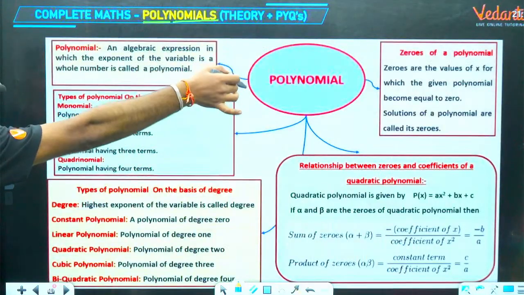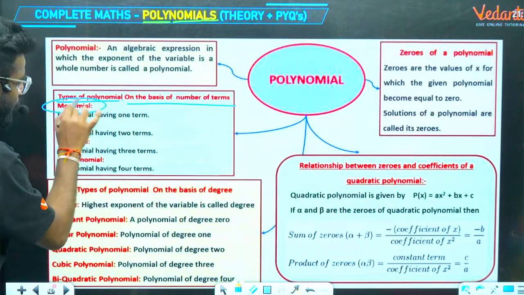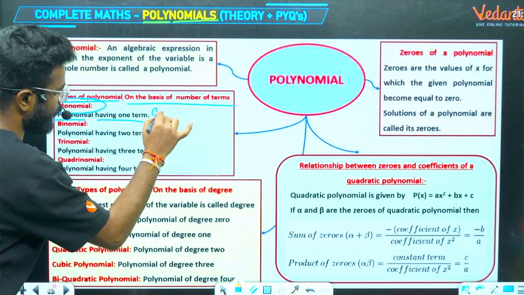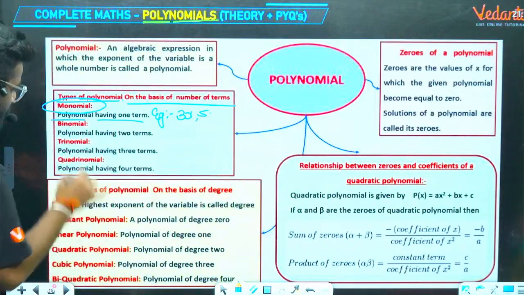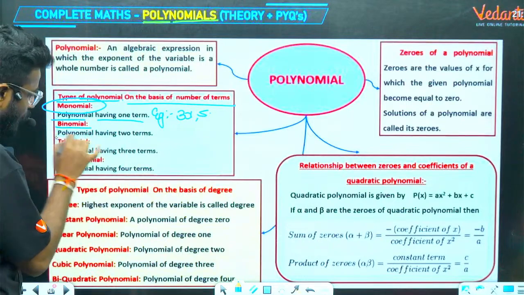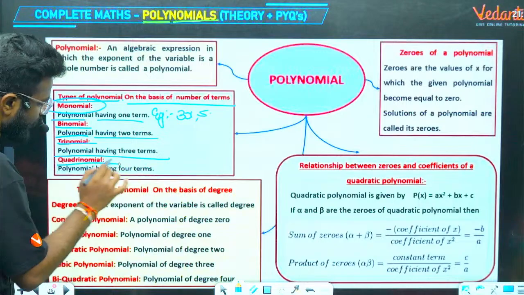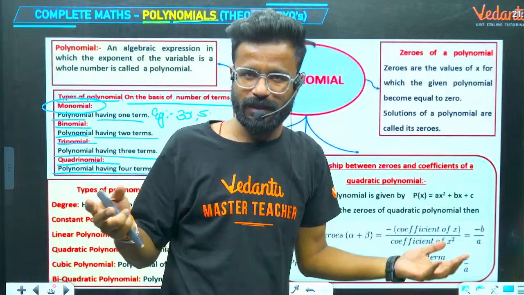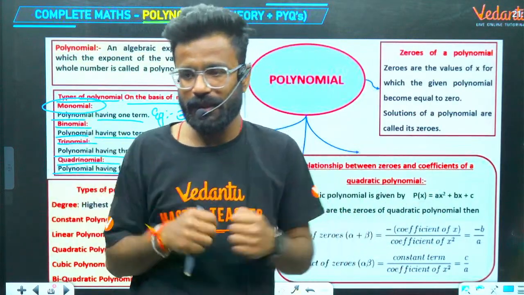Now we have some types, that is types of polynomial on the basis of number of terms. Monomial is simple. Polynomial having one term is called monomial. Example, you can write 3x, 5 or many more. Binomial, bi means 2 and nomial means terms. Polynomial having 2 terms. Trinomial, polynomial having 3 terms. Quadrinomial, polynomial having 4 terms. And if there are many terms, then we can simply say polynomial, because poly means many and nomial means terms.